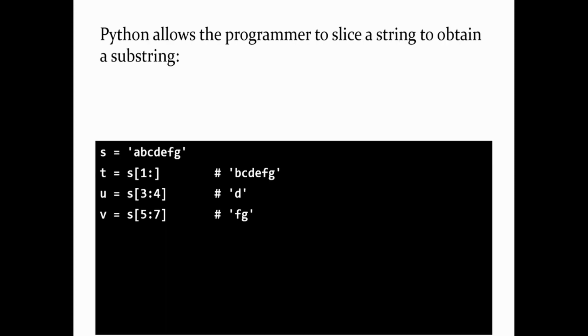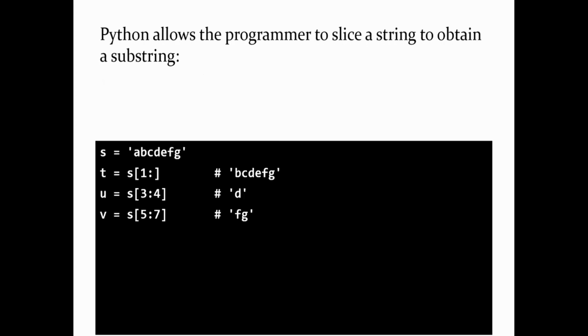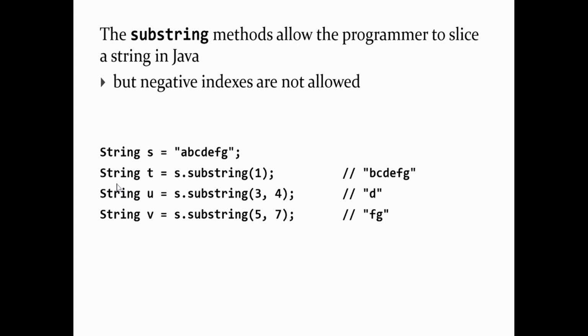Okay, you can slice a string in Python, because a string is just a sequence in Python. There's no such thing as a standard sequence in Java, so you can't use this square bracket with the colon notation to slice a string. But there is a substring method that does the exact same thing. Substring works exactly the same as the Python slice, except there's no negative indexes.